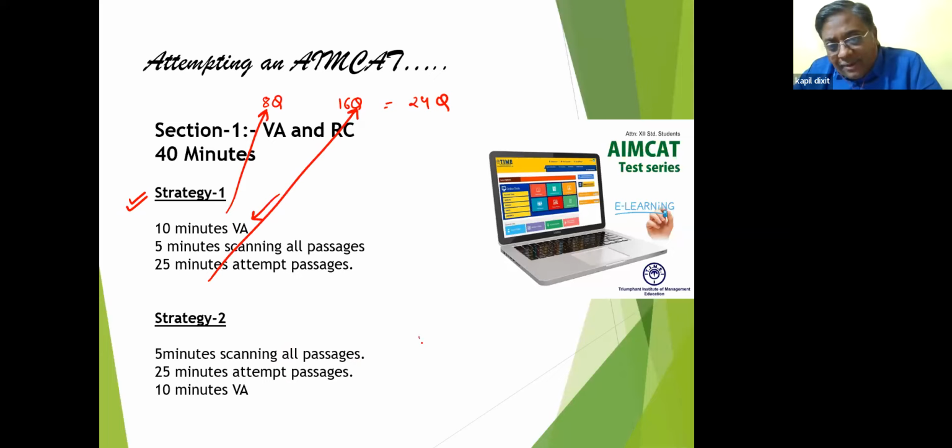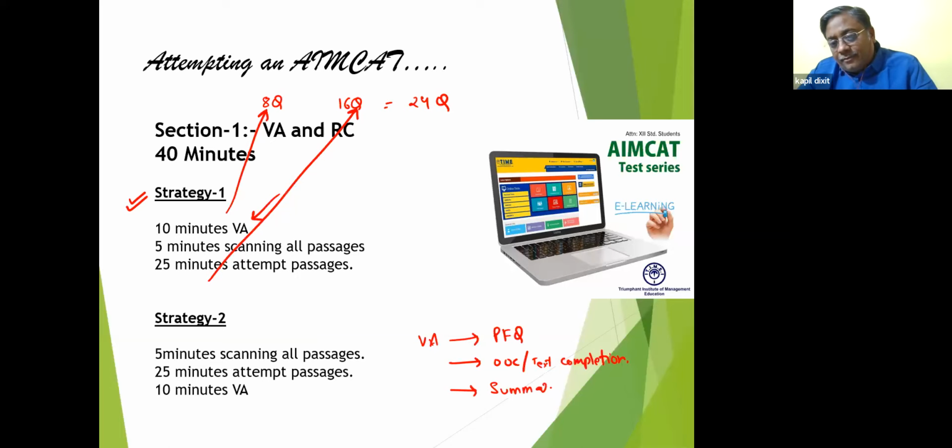Now, VA questions are primarily divided into 3 different categories. Paraforming questions, out of context, or a kind of text completion, which was there this year. Text completion, or the place where you have to fit in the text. And the third one is, let us say, summary based questions. So this set is of 3 para based, 3 out of context text completion, and 2 summary. So 8 questions in all.